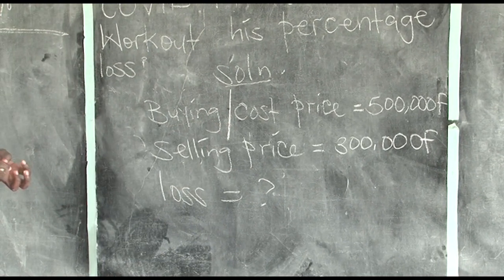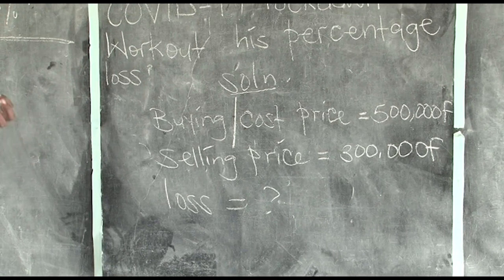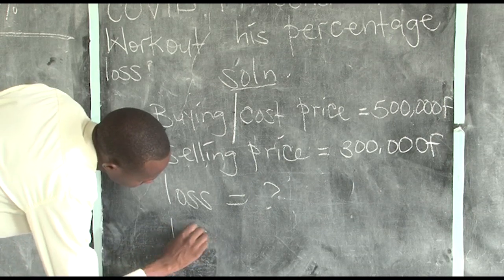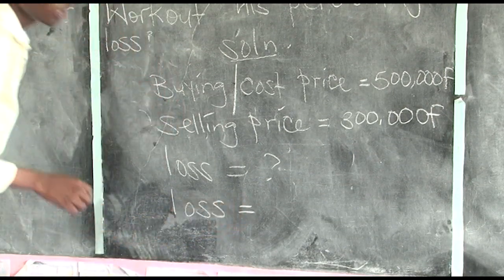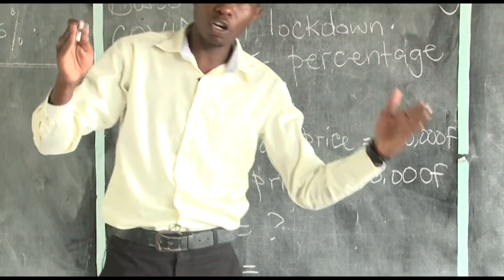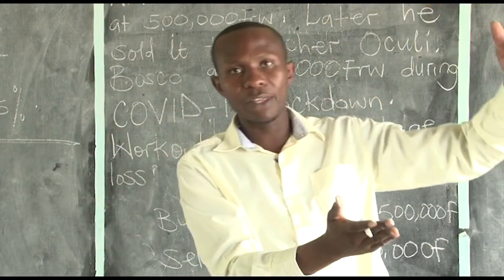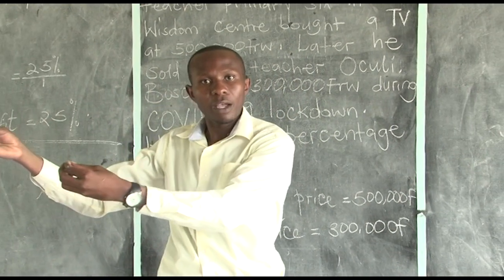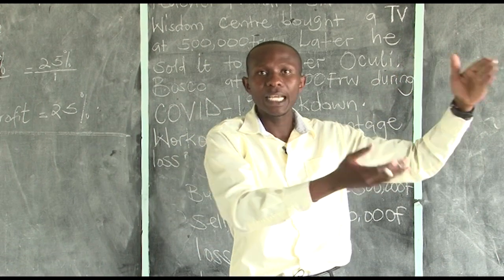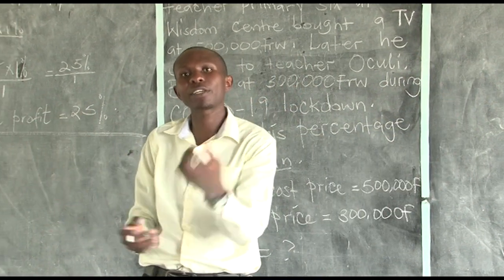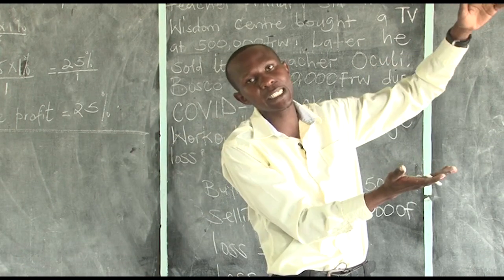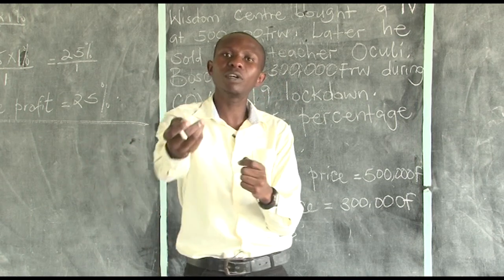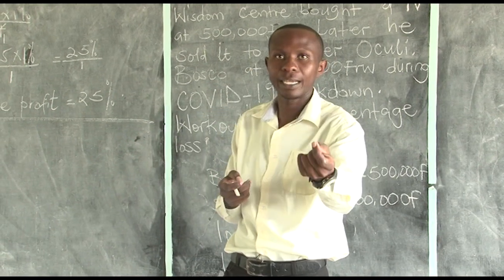So if we don't know, how do we find loss? We need now to bring a mathematics formula to work it out. We shall say, loss is equal to, now for you to find out that you have made a loss, you get the amount you bought something, then you remove the amount you sold it. If you bought your shirt at 10,000 and then you sold it to somebody else at 5,000, then you get the amount you bought it, that was 10,000. You remove the 5,000 that you got out of that t-shirt when you sold it.